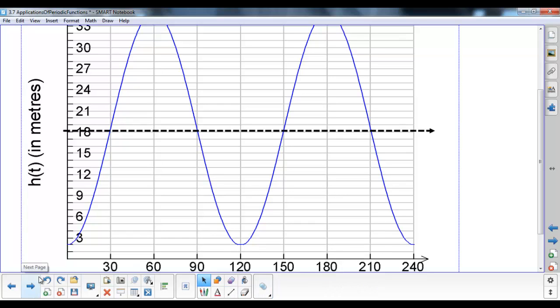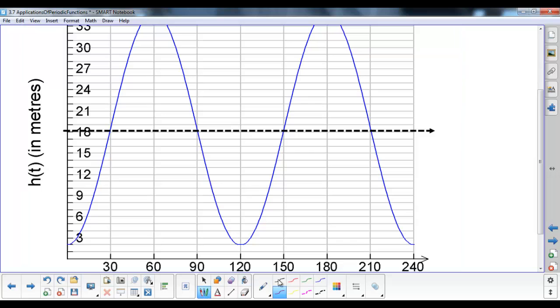The next thing we want to do is establish a starting point. So we've already talked about how this function is a reflected cosine, so we're going to start on the y-axis at the minimum. Now we said that the minimum was 2 meters off the ground. So there's our 2 meters off the ground. And we also didn't have to worry about the phase shift, so I'm actually going to start right on the y-axis here at 2 meters.